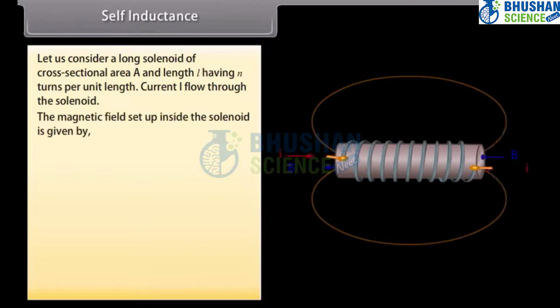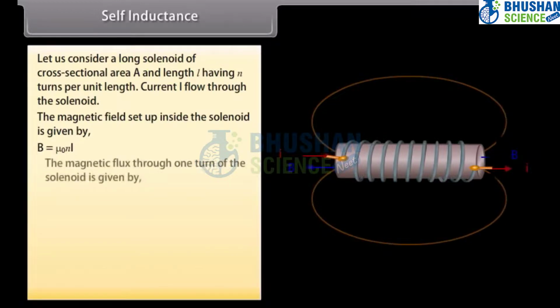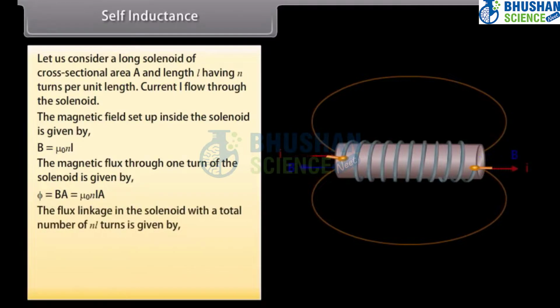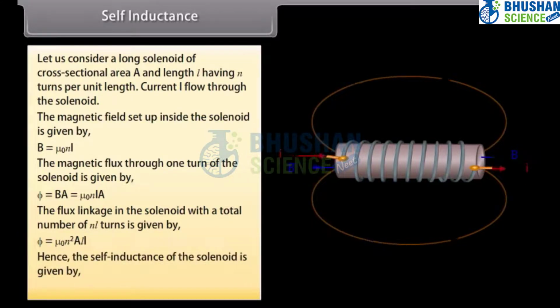The magnetic field set up inside the solenoid is given by the product of mu naught n and I. The magnetic flux through one turn of the solenoid is given by the product of mu naught n, I and A. The flux linkage in the solenoid with the total number of nL turns is given by mu naught n squared A L I. Hence, the self-inductance of the solenoid is given by mu naught n squared A L.